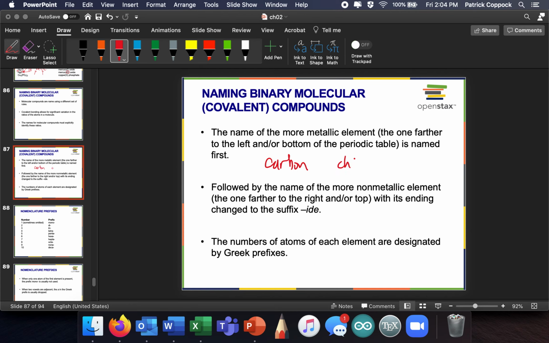Carbon. Let's do CCl4, okay? Chlorine, right? We named this one first because it is more to the left, so we call it carbon. We put that to the left, and it's named first. And it's also going to be on the left of the molecular formula. So it's carbon, and then we change that to chloride, just like we do the ionic ones, right? But we're going to say how many are there now, and since there's 4 chlorines, we're going to say carbon tetrachloride.